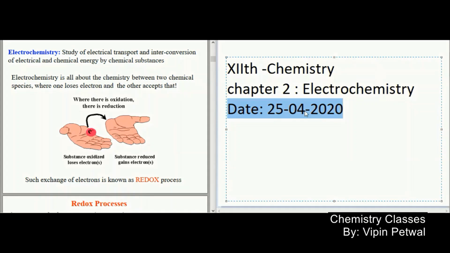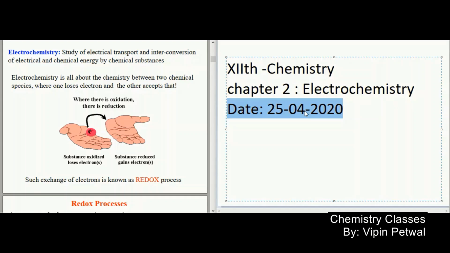Hello students. So today we will be discussing the new chapter, that is electrochemistry. It is chapter 2 in class 12th chemistry. Okay. So first of all, what is electrochemistry? Because we have studied a little bit about electrochemistry in the previous class in the redox chapter.